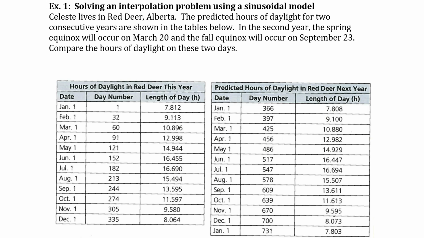Okay, so we're back. Let's now go into our calculator. First of all, though, let's read the question. Celeste lives in Red Deer, Alberta. The predicted hours of daylight for 2 consecutive years are shown in the tables below. In the second year, the spring equinox will occur on March 20th, and the fall equinox will occur on September 23rd. Compare the hours of daylight for these 2 days.